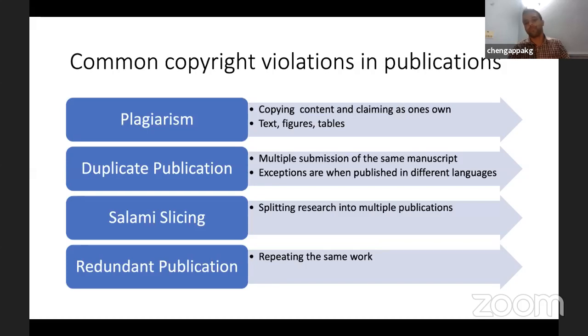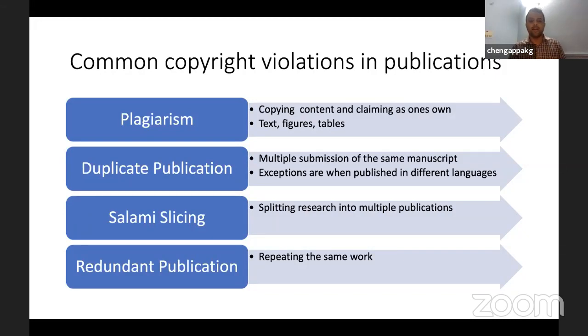About this, there is something called salami slicing, where, as Vikas sir told, you have 3 biomarkers in one study, and you try to publish each biomarker in a different paper. But the basic data will be the same. So this also is a breach of copyright. It's also a copyright violation.